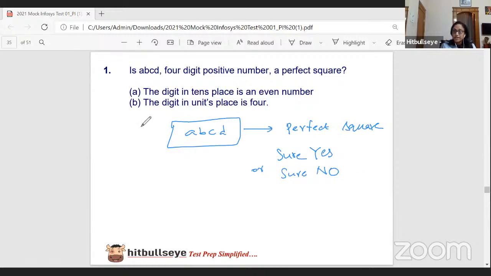To find out the answer, you are given 2 supporting informations. Quickly find the answer, everyone. Okay, so which option to mark?